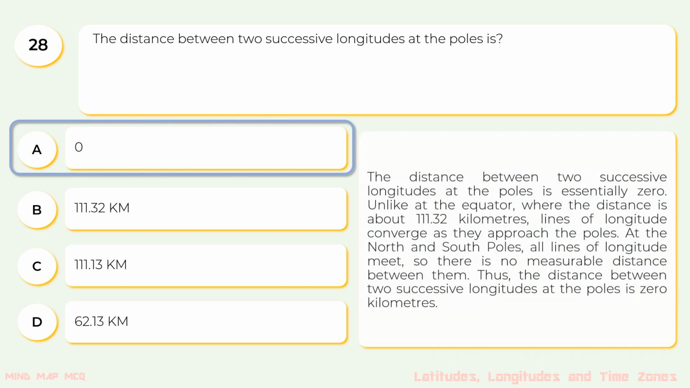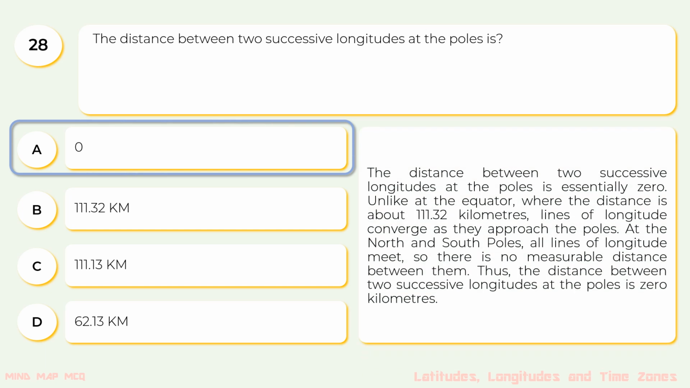0. The distance between two successive longitudes at the pole is essentially 0, unlike at the equator where the distance between two successive longitudes is 111.32 kilometers. Lines of the same longitude converge as they approach the poles. At the North and South Poles, all lines of longitude meet, so there is no measurable distance between them. Thus, the distance between two successive longitudes at the poles is 0 kilometers.